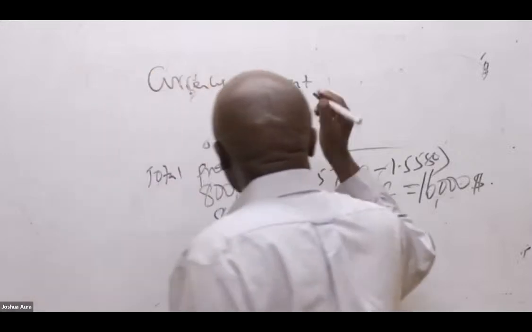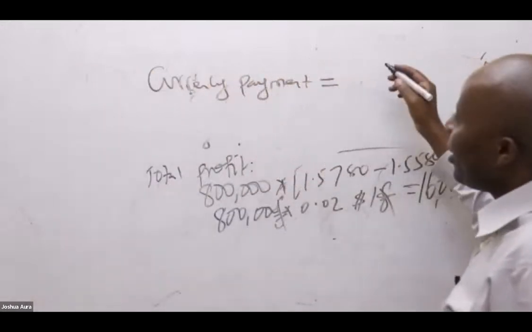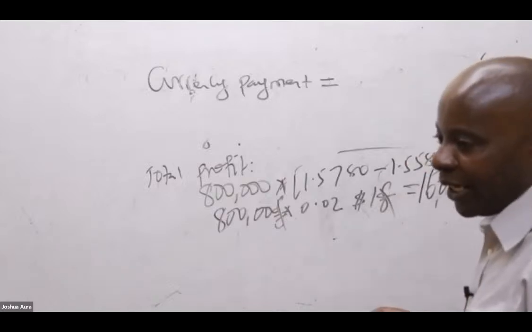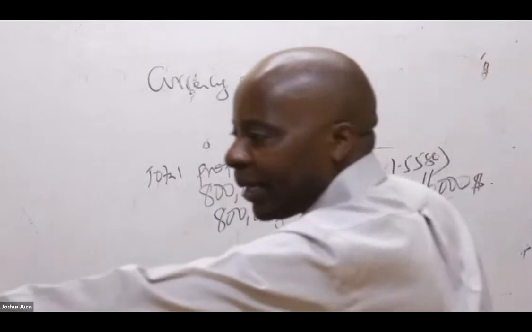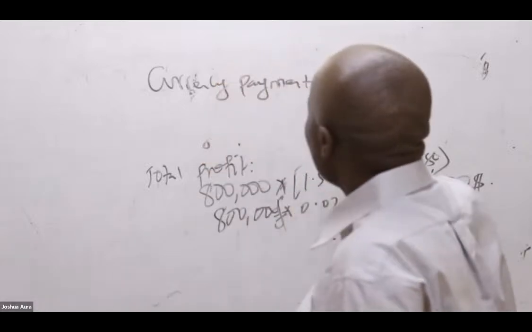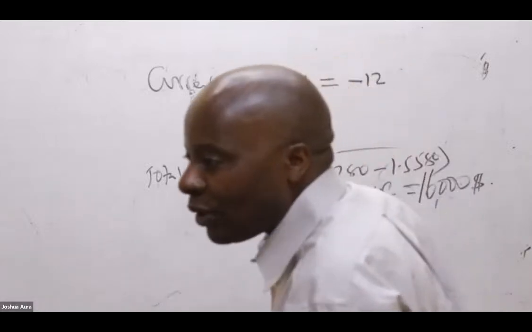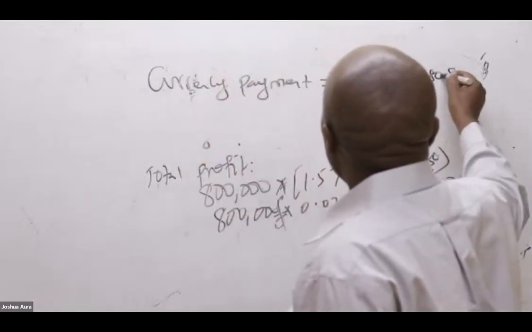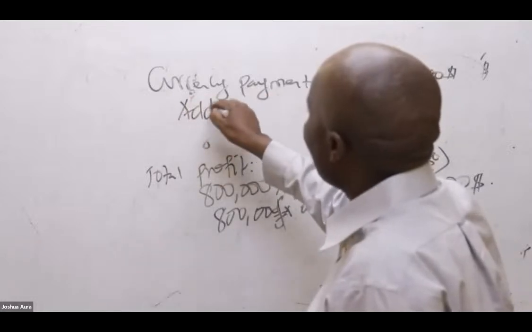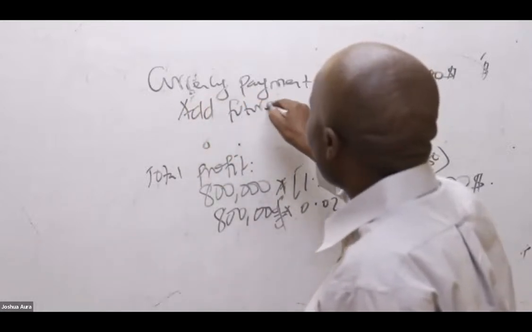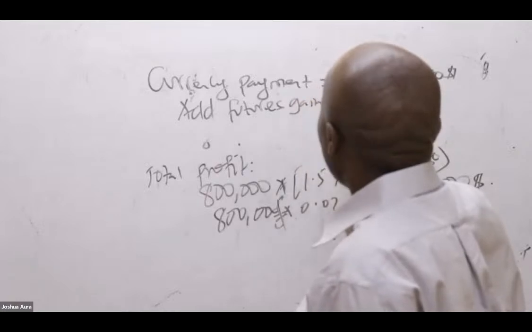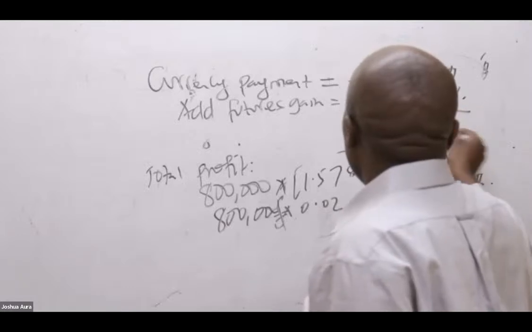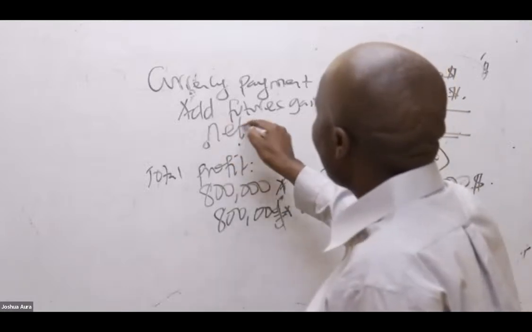So are you able to remind me what the cash flow is? The currency payment, the one that we got up there. Mwalimu has forgotten. I can see it here. Minus 1266. I'm saying minus because of negative cash flow. Minus 1266 for $80. And then we come and add a futures gain of $16,000. And then we'll be able to get the net payment.